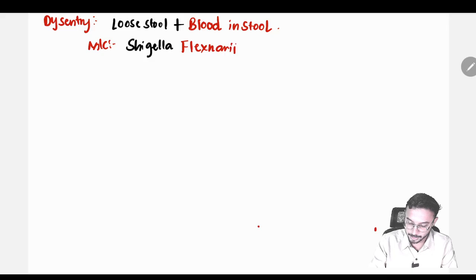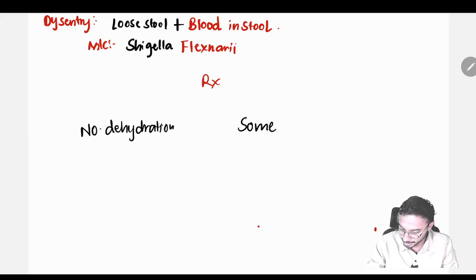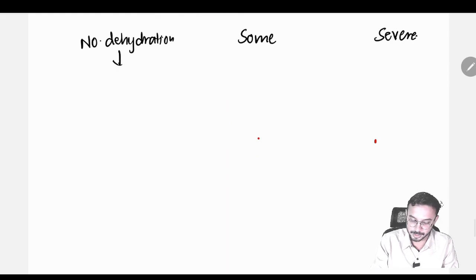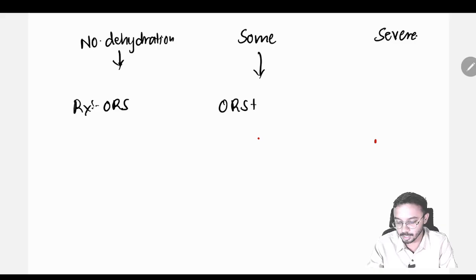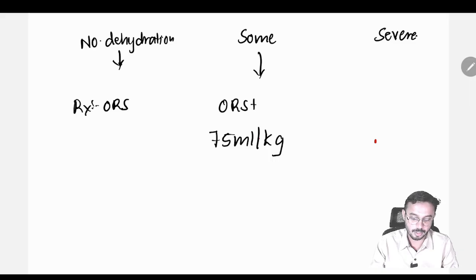So treatment: there is no dehydration, and next one is some dehydration, and next one is severe dehydration. If there is no dehydration, there is no need to worry, treat through the ORS. But in some dehydration, you should give ORS and you should give the fluid. By how much? 75 ml per kg per 4 hours.